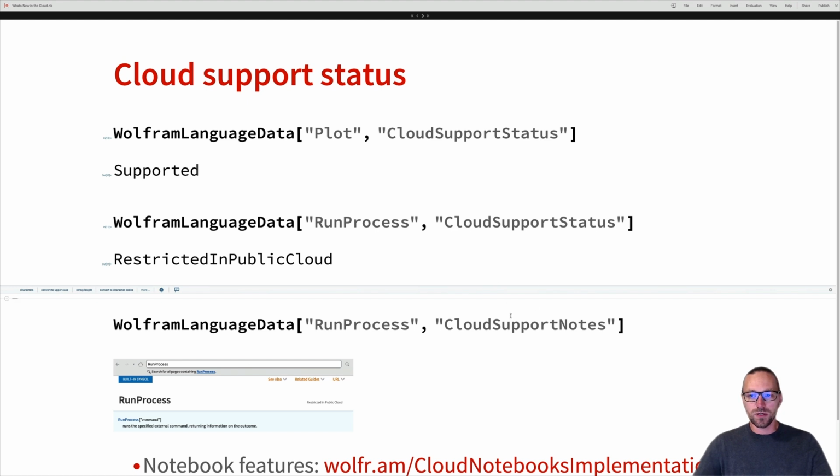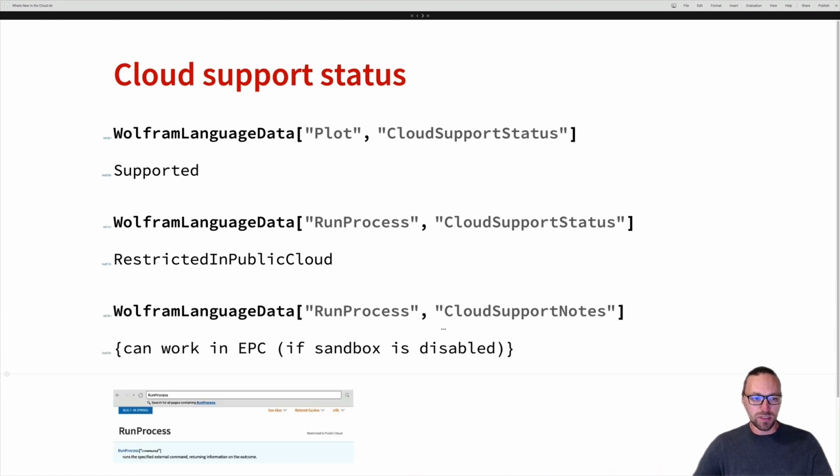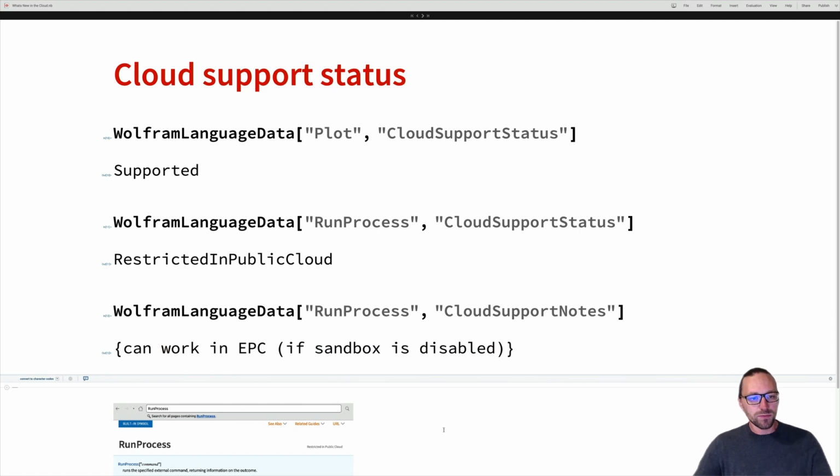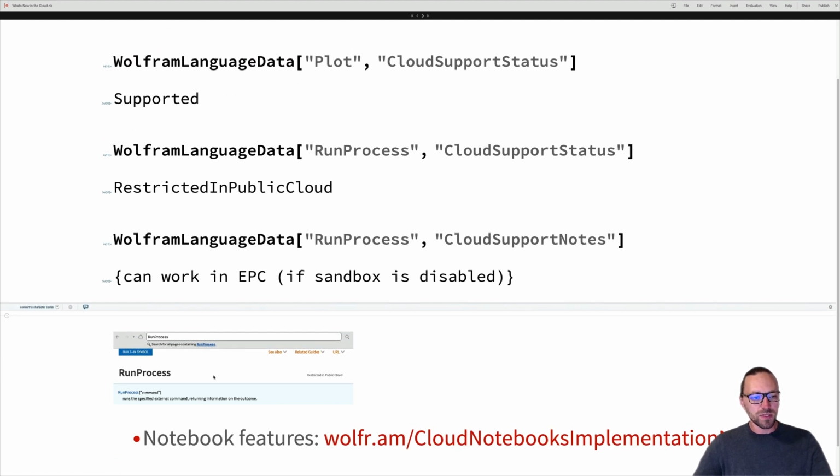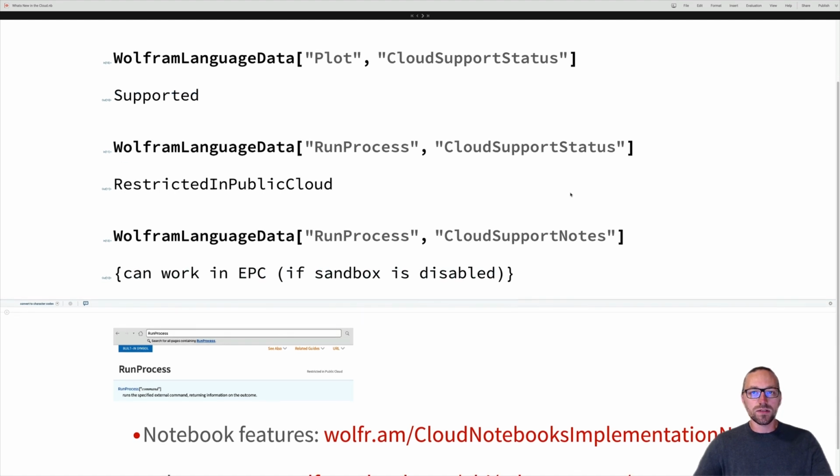And then you can also ask for cloud support notes, which gives a bit more detail. In this case, it says it can actually work in an EPC, the Enterprise Private Cloud, if the sandbox is disabled there. So that gives you a better idea what to expect when you use a certain function and whether it can be expected to work in the cloud or not. And this will also be included in the documentation. So in the upcoming version, you'll see, for instance, for RunProcess, a little text here on the documentation page that says restricted in public cloud. This cloud support status is mainly focused on the kernel side of things.